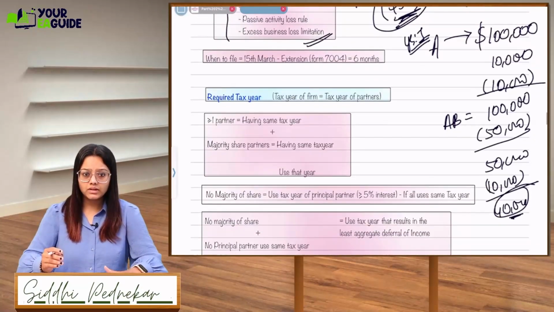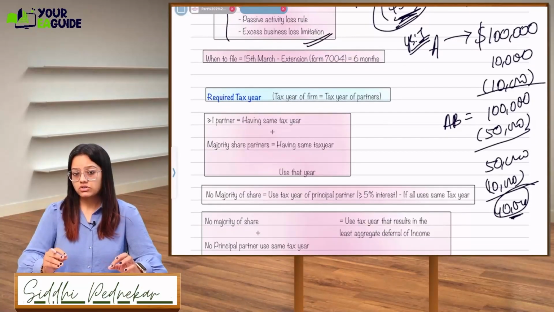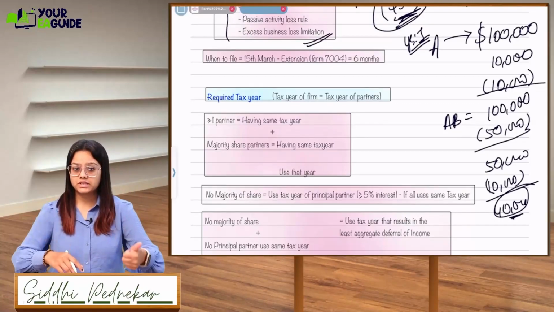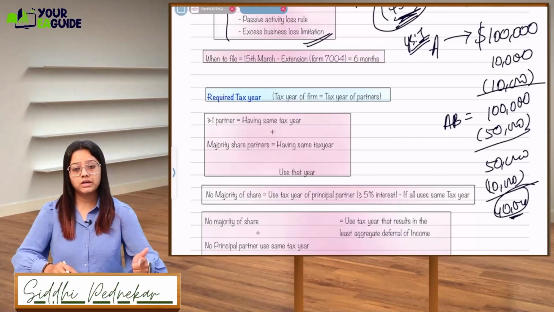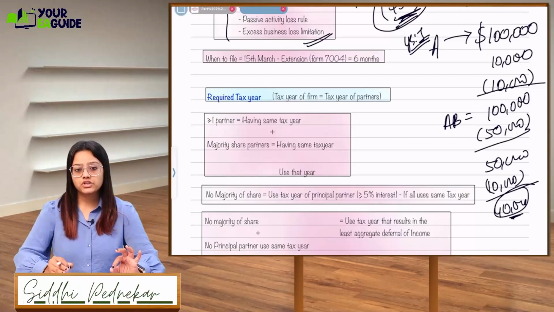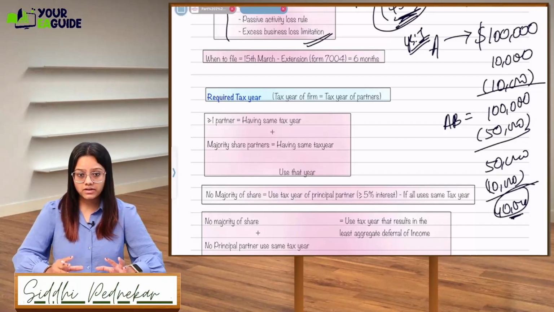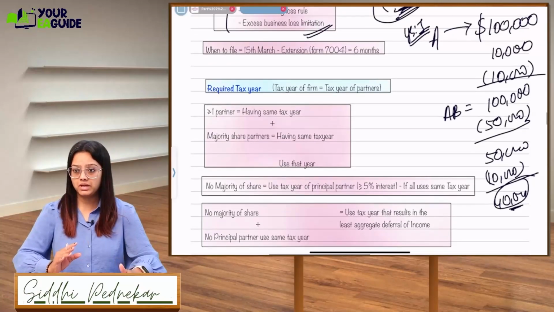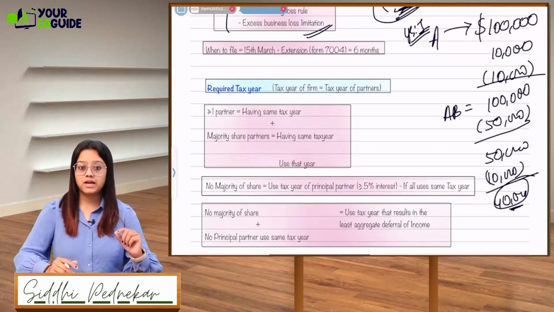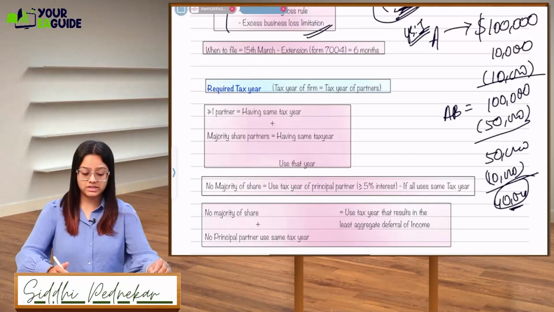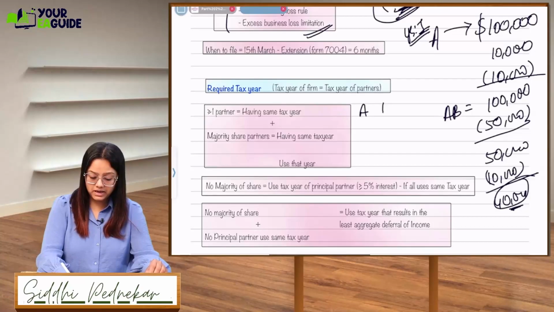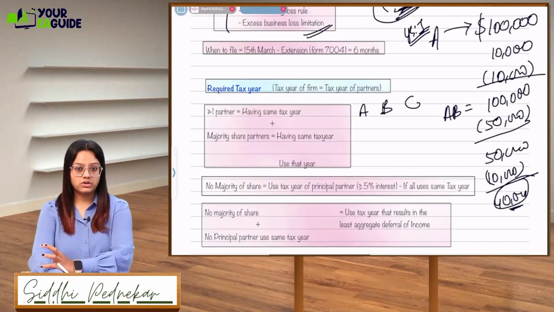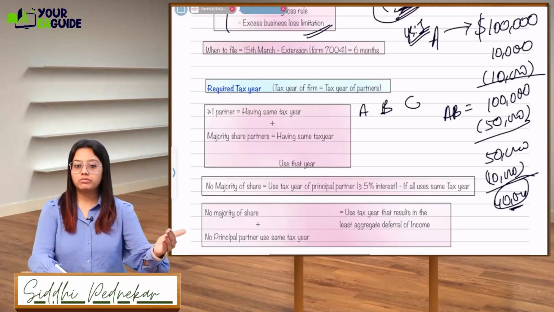Okay. Required tax year. The required tax year of a particular partnership firm can be a fiscal year or a financial year, but that will depend on what tax year the partners are following, right? If more than one partner has the same tax year, plus majority share partners have the same year, let's say A, B and C, all three are having Jan to December, then the partnership will be following Jan to December.